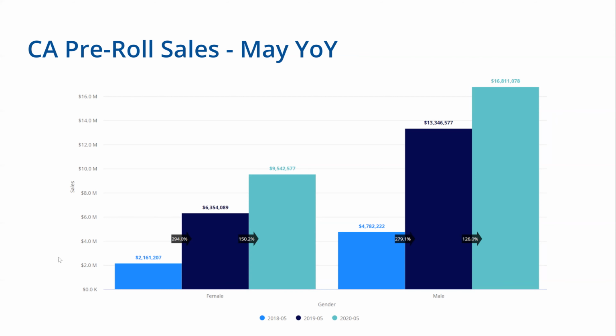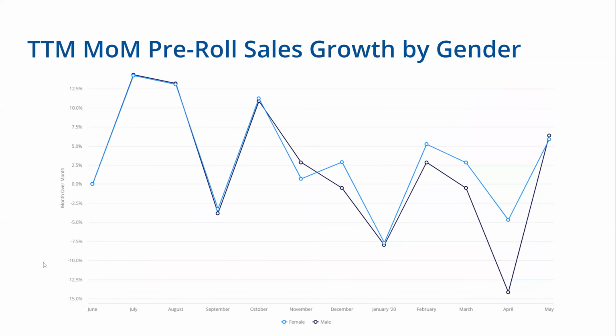Next slide, please. So here we're going to drill down one layer further into month-over-month sales growth over the trailing 12 months. We see that in the first half of the trailing 12 months, both genders see similar growth patterns in pre-roll sales. But as we move across the x-axis, we see the two demographics diverge.